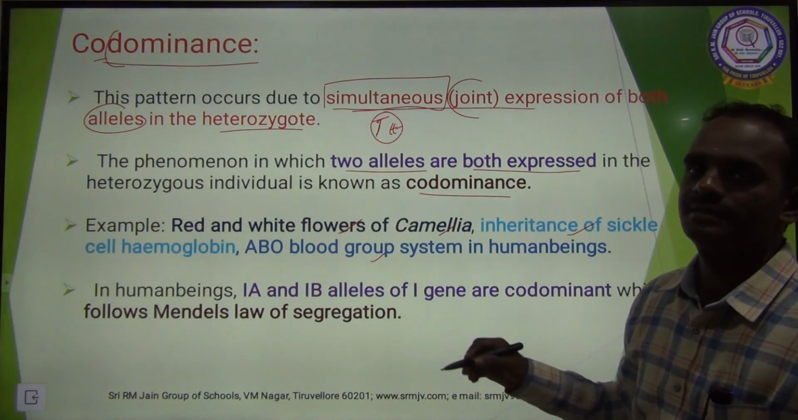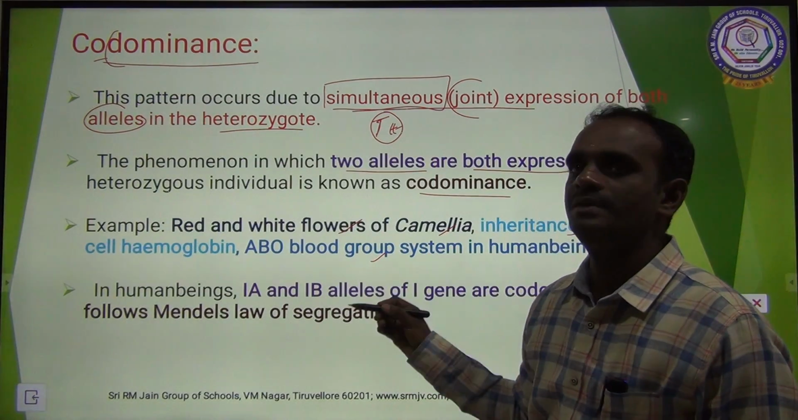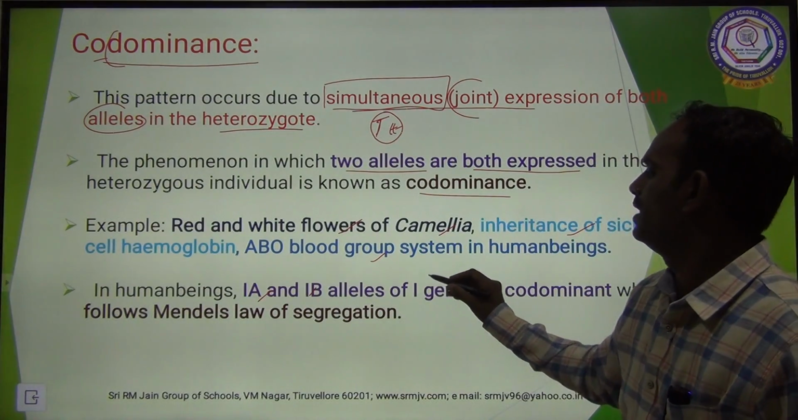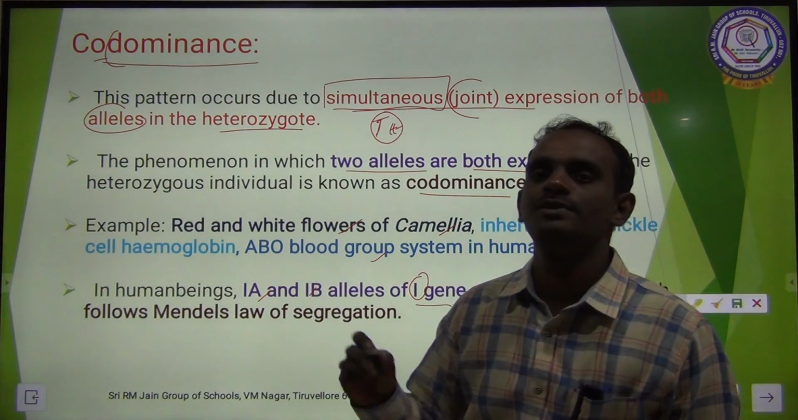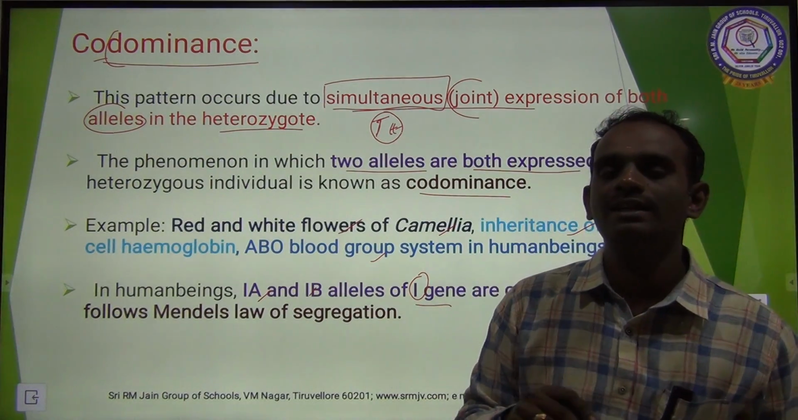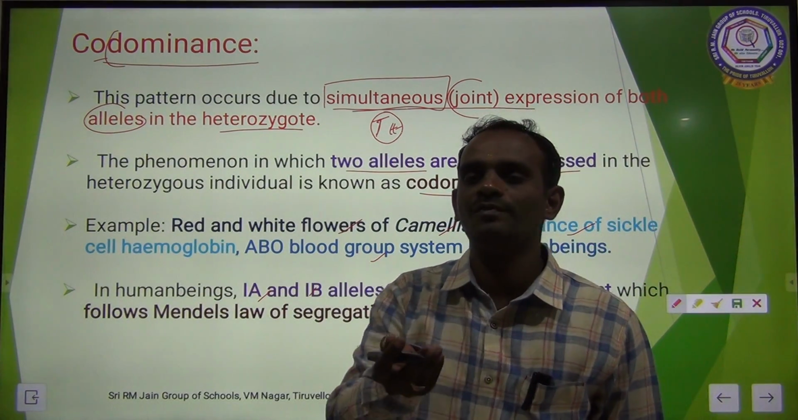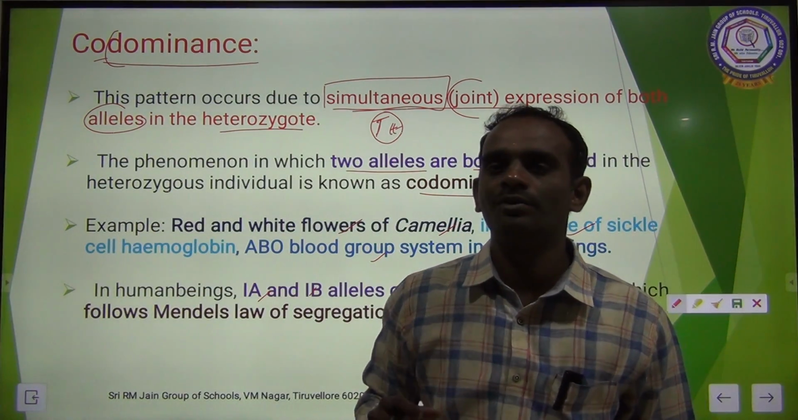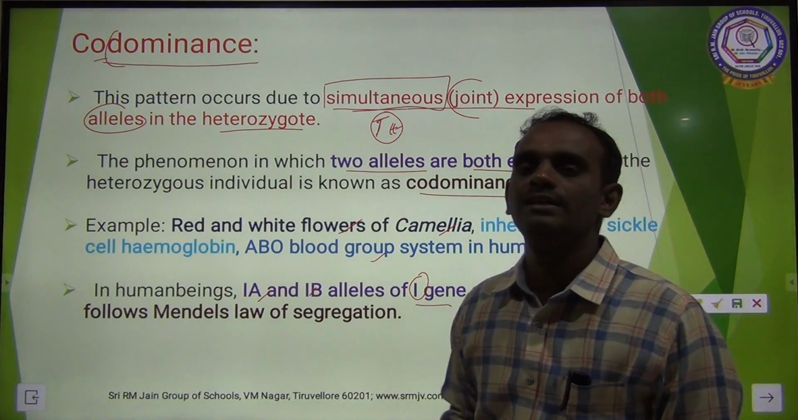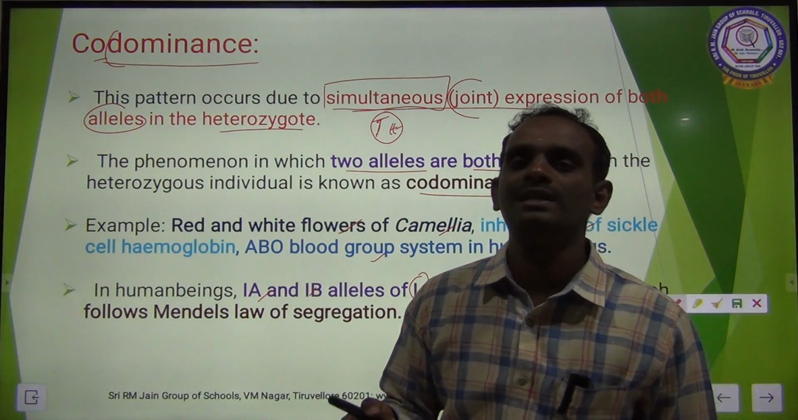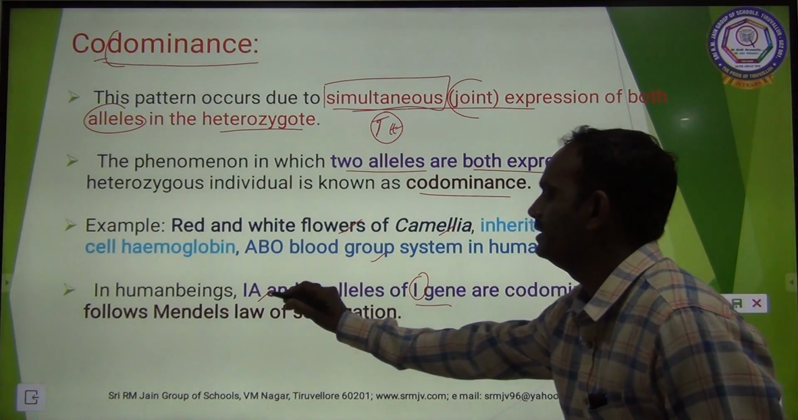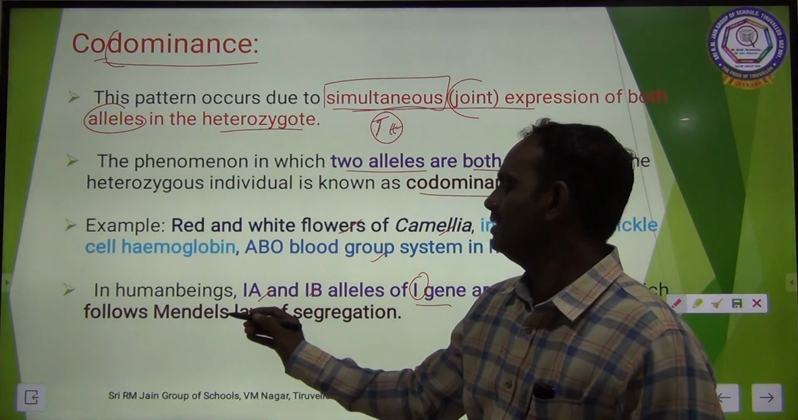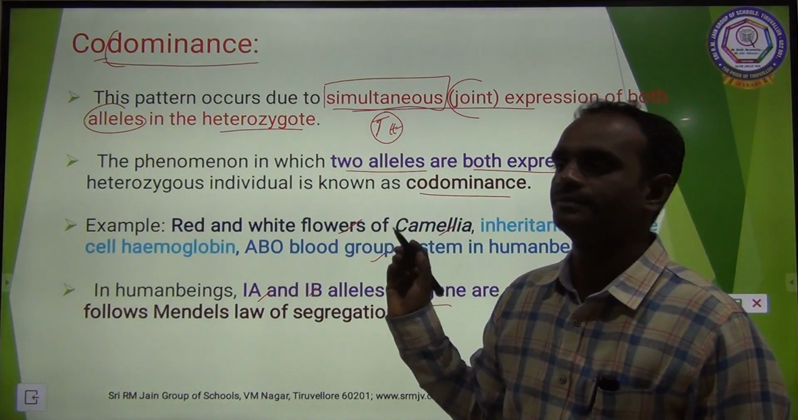In human beings, IA and IB are two different alleles of the I gene. This I gene has two different alleles: one is the IA allele, another is the IB allele. Children, you know very well, an allele is an alternative form of a gene. These IA and IB alleles of the I gene are codominant, and they follow Mendel's law of segregation.